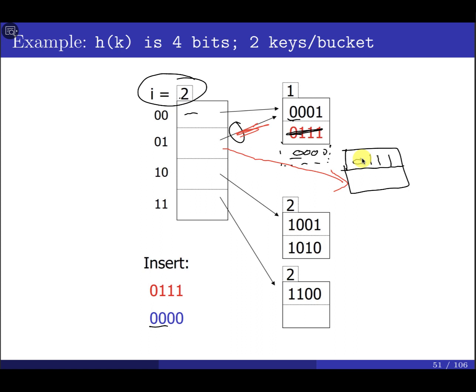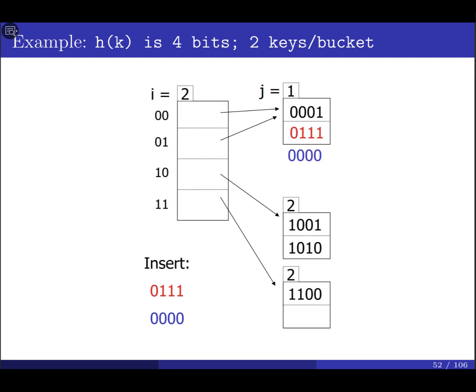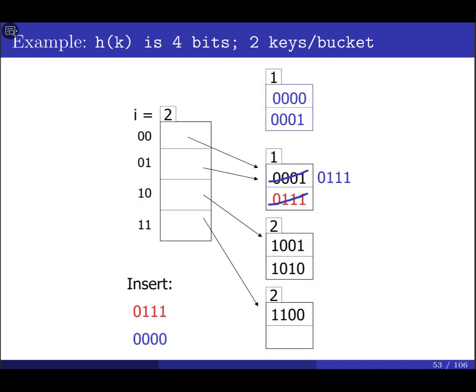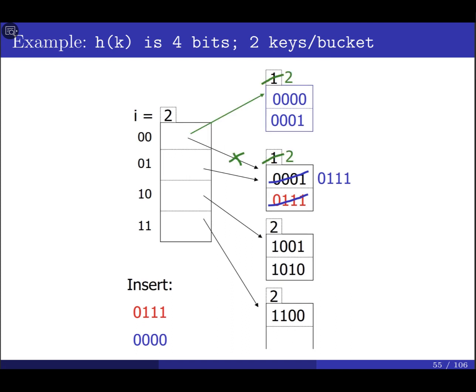And of course I need to increase the value of j by 1, and based on the value of j, you can tell which pointer you're going to use from the directory to point to this bucket. 0, 1 must be 0, 1. Clear? Okay, so that's what happened here. Then I increase this one, and we end up with this.